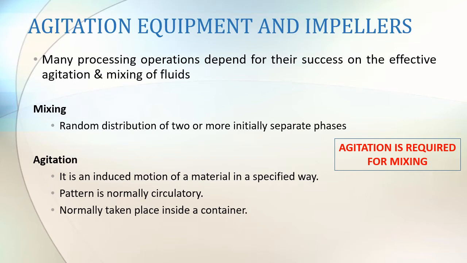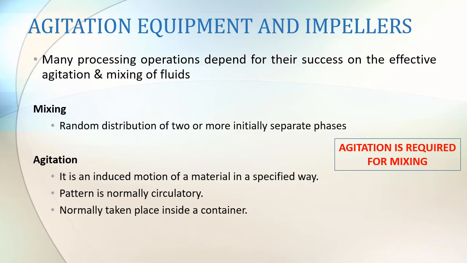The next thing that we have to look at is agitation. Agitation is defined as an induced motion of material in a specific way. Remember, when you want to mix something, you have to have a motion of mixing. Usually in our case, between water and sugar, you use a spoon. So your spoon can be classified as an agitator. The motion that is created by the spoon is called agitation.